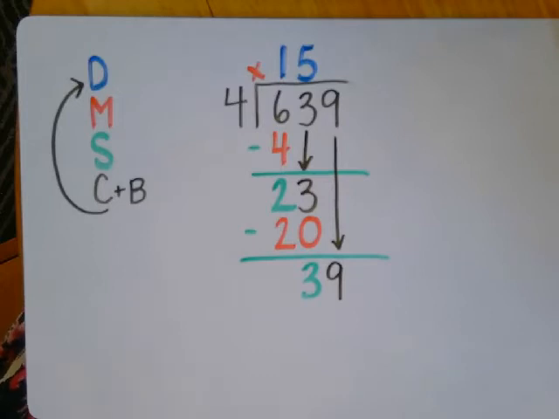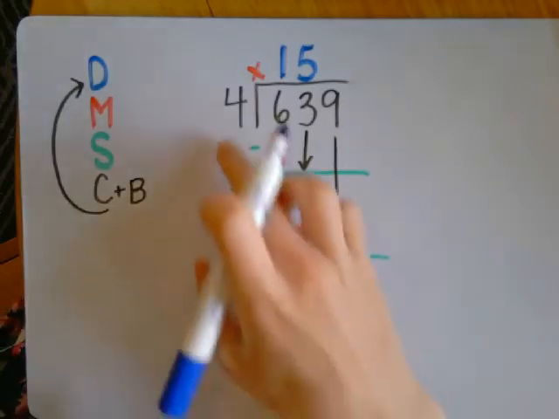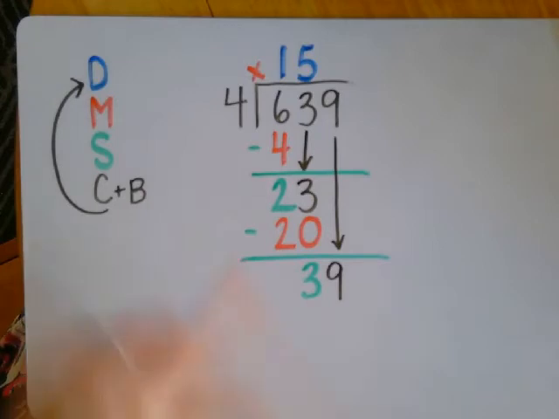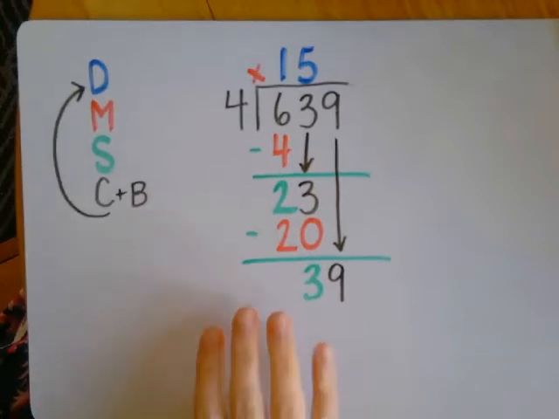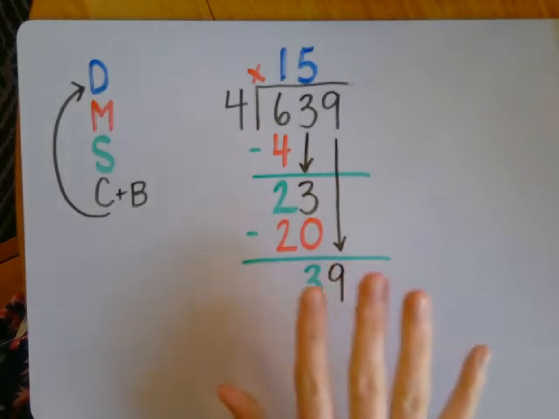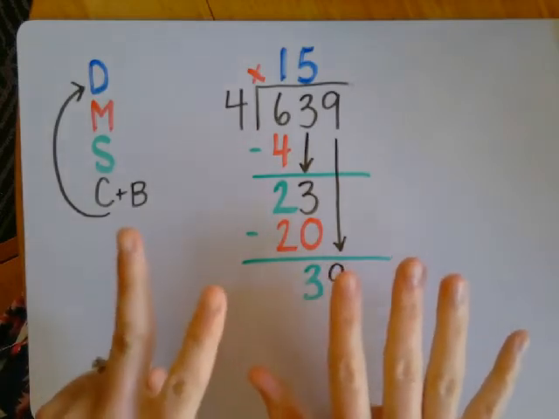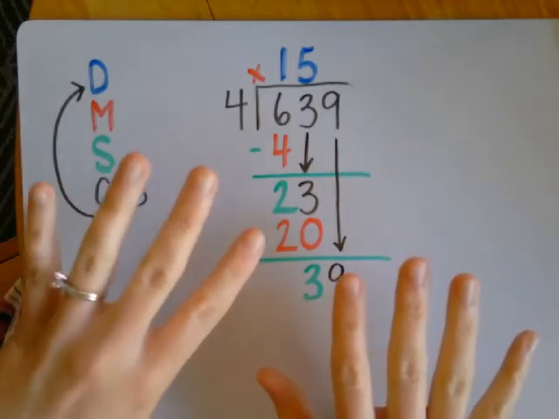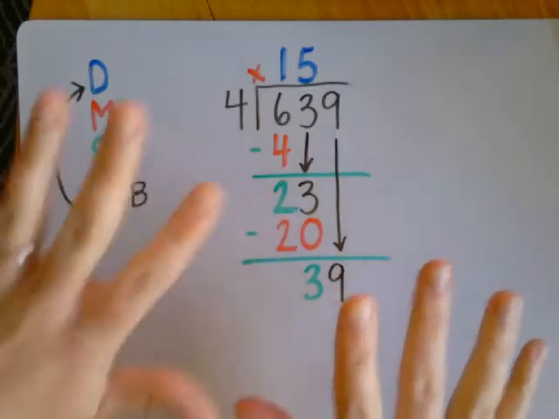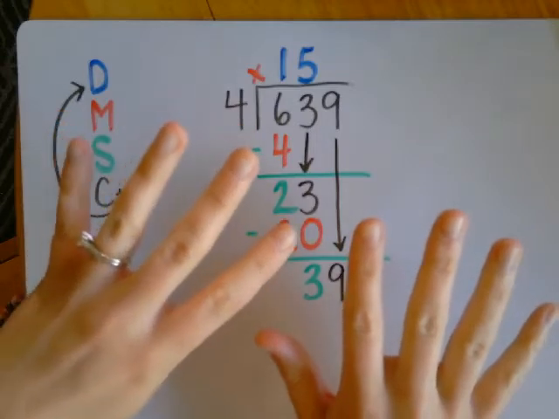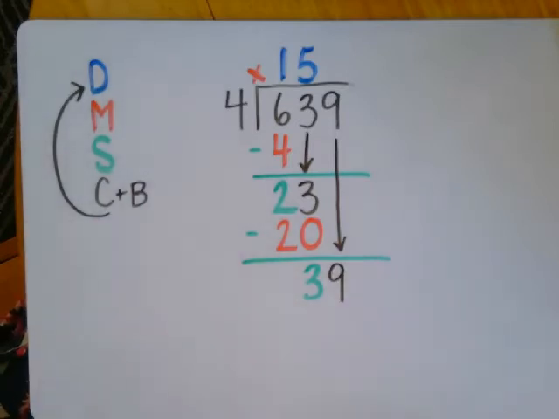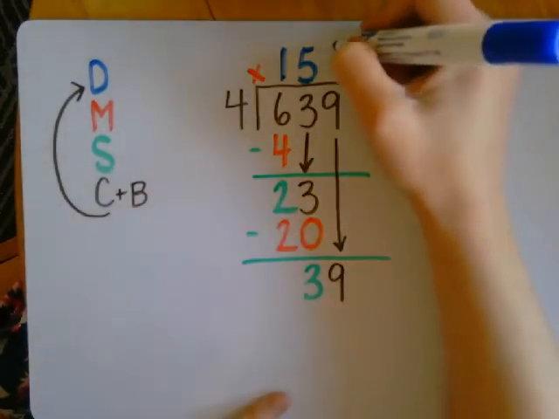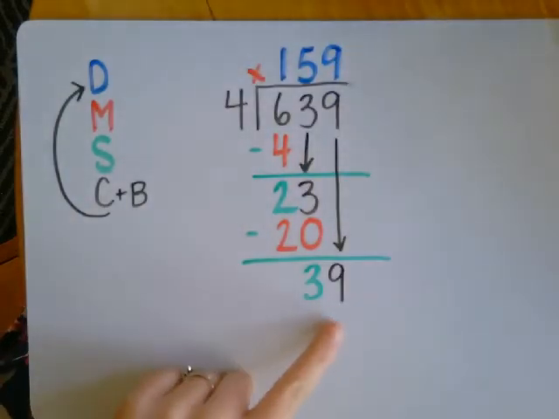So if I start back with the divide, I need to divide 39 by 4. So how many groups of 4 can I make out of 39? Let's count by 4s. 4, 8, 12, 16, 20, 24, 28, 32, 36, 40. So 10 groups is too many, so I have to go back one. I know I can make 9 equal groups of 4 out of 39. So that 9 goes right above this 9 up here.